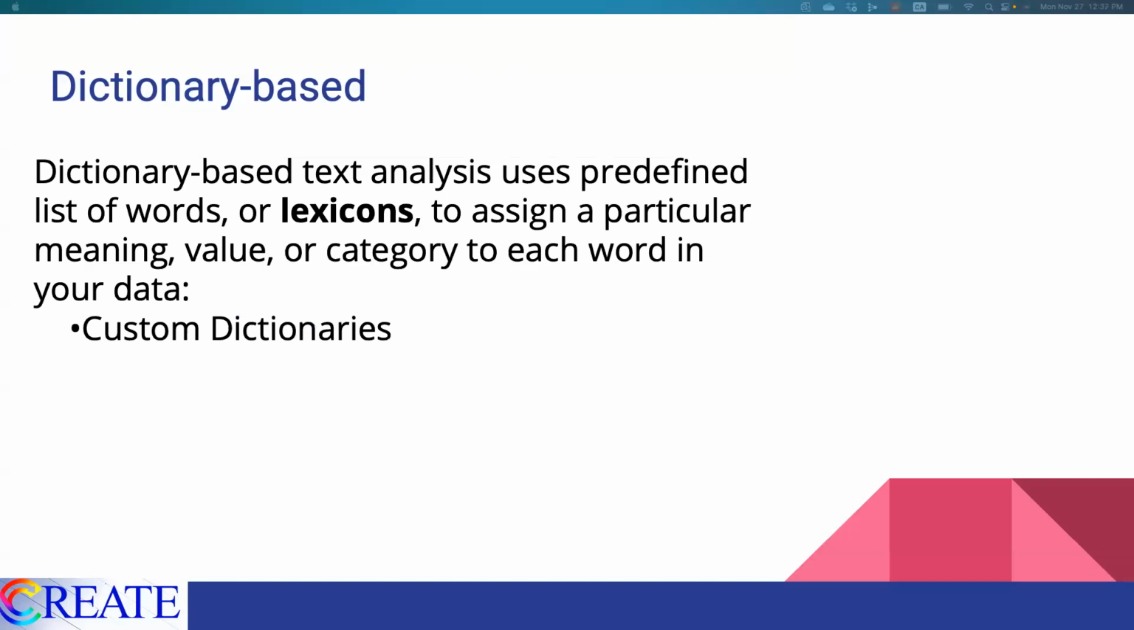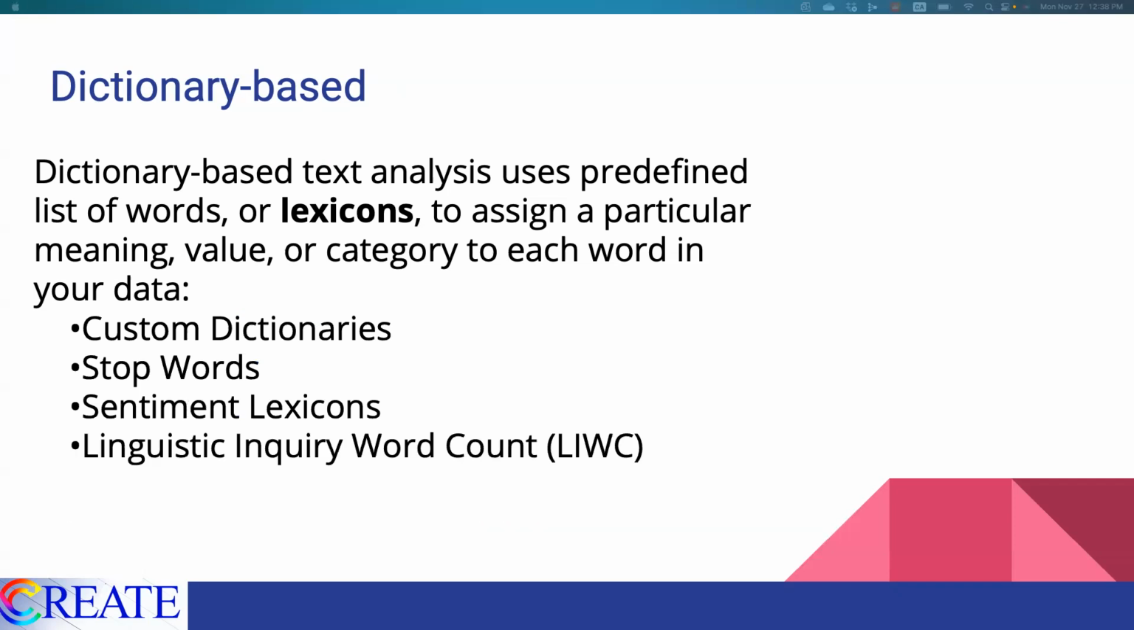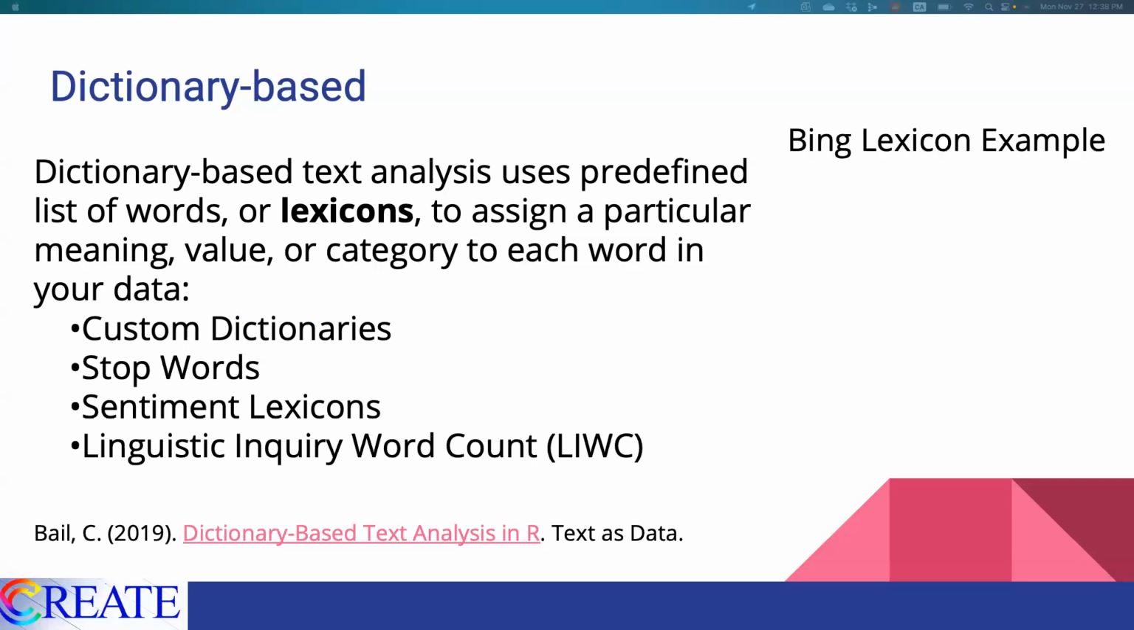There are custom dictionaries, which people have built, and a lot of these are available in R and some are available elsewhere. There are stop words, words like a, the, and, which will come up a lot in your text but don't really add a lot of meaning, so you can use stop words to remove those non-essential words. There are sentiment lexicons, which we're going to talk about today. And then Linguistic Inquiry and Word Count, or LIWC, which I'll also be showing you a little bit today. And then another great reference for you.